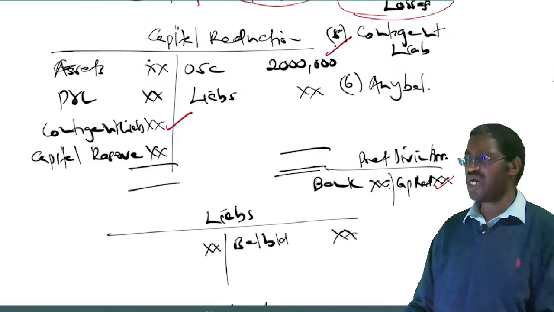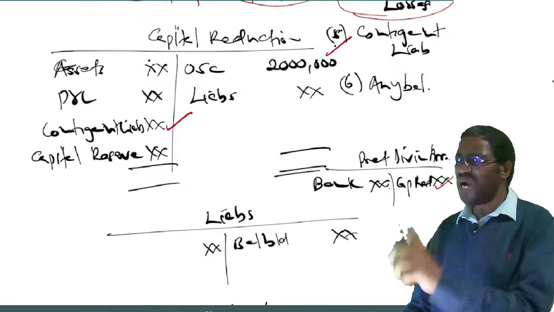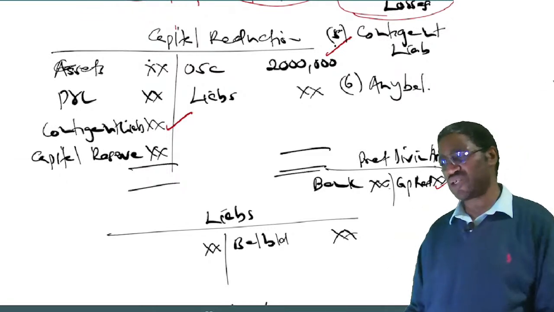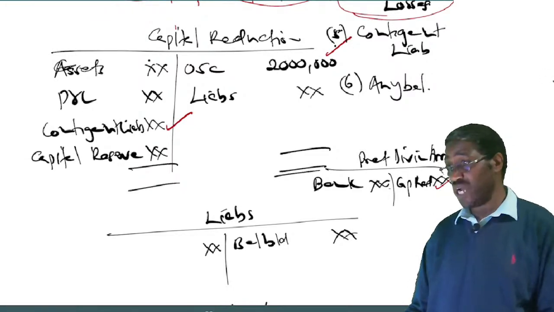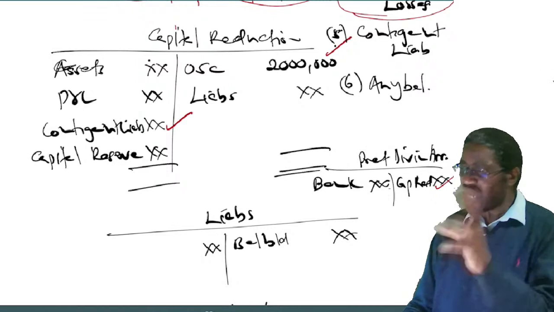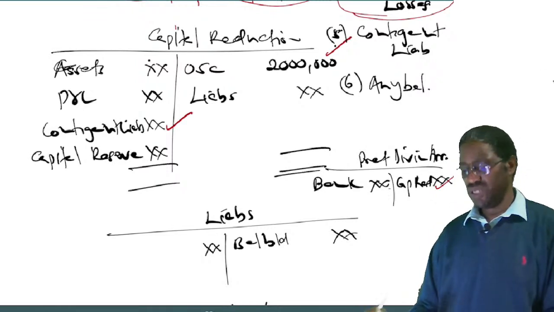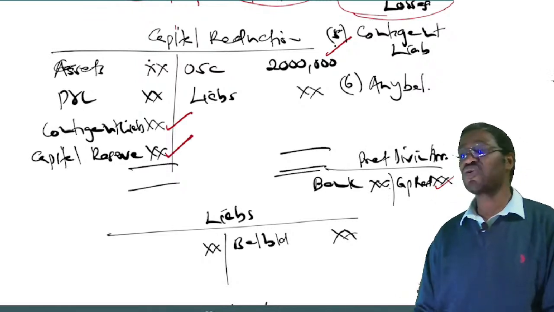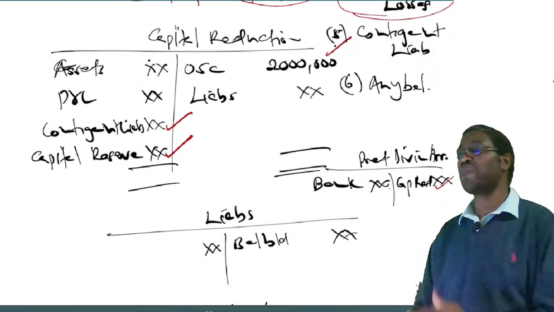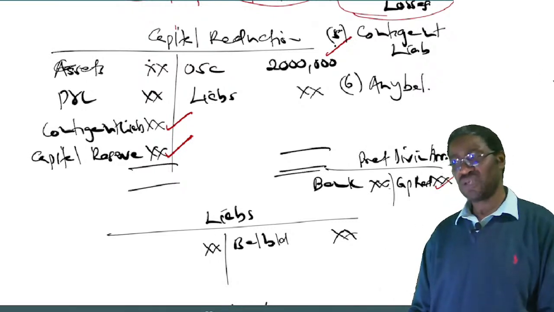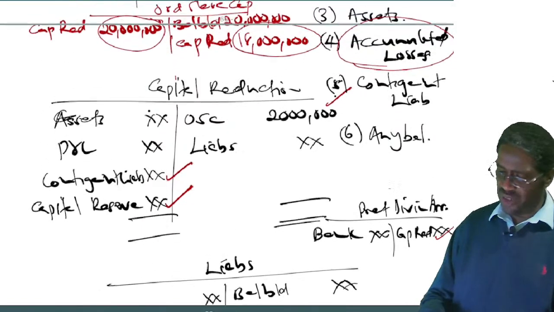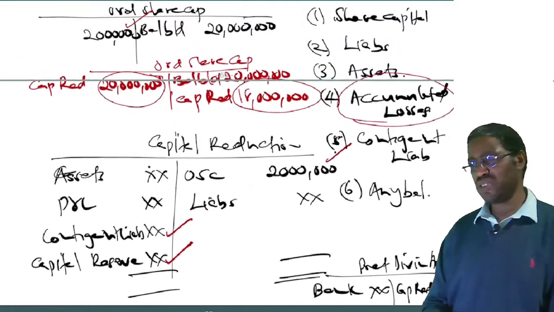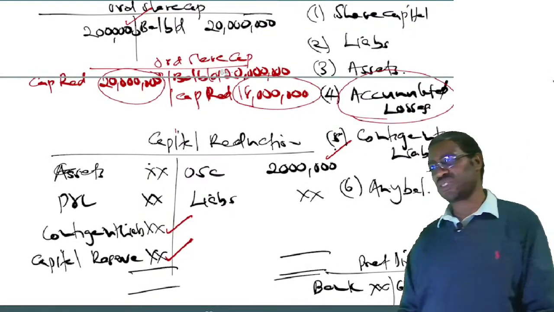Number 6 and the last one, with any balance remaining in the capital reduction account, being a capital reserve, you debit capital reduction and you credit capital reserve. Good. Now, before we develop the topic, I want to take you back to some of those entries.